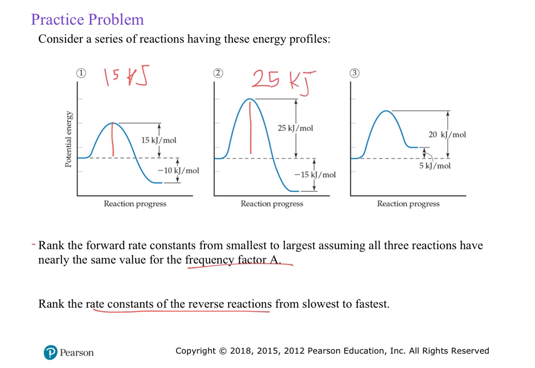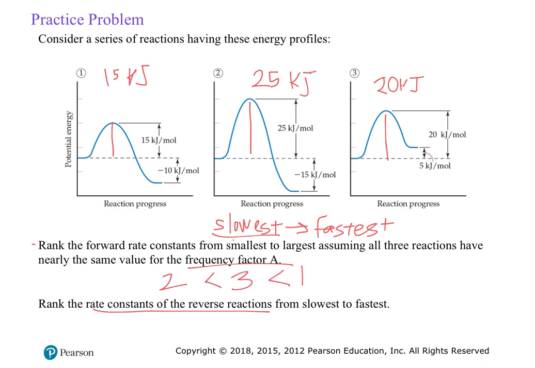And for this third one, it appears to be 20. Okay, so if we're wanting to rank the rate constants from smallest to largest, well, that's the same thing as going from slowest to fastest. So we know that a slower reaction means a higher activation energy. So the one with the highest activation energy is 2, and then 3, and then 1.